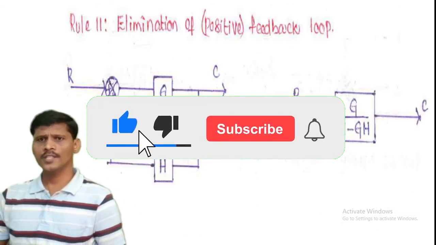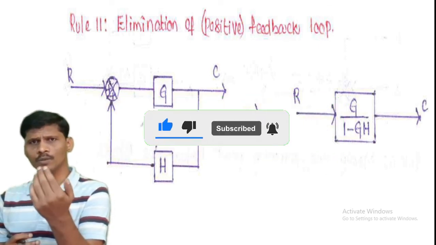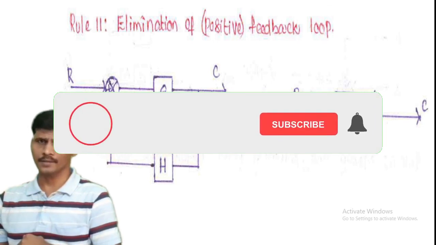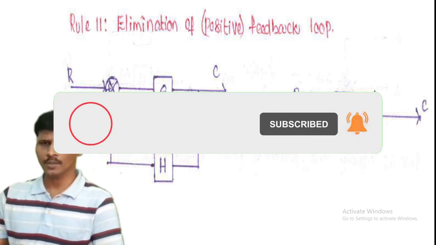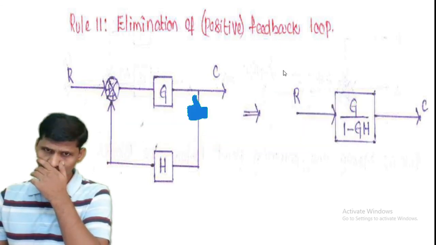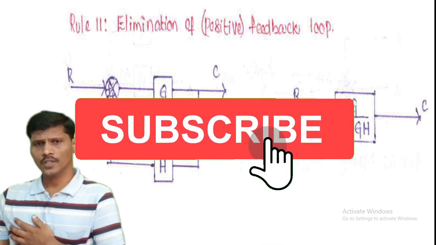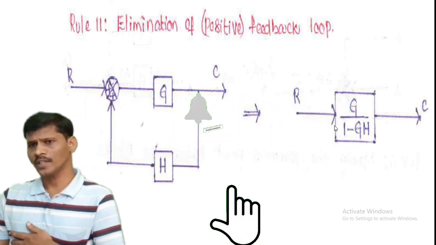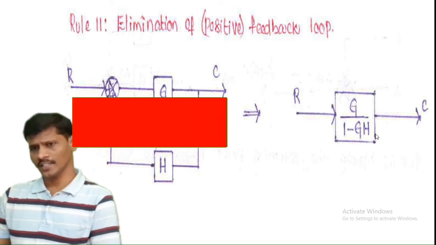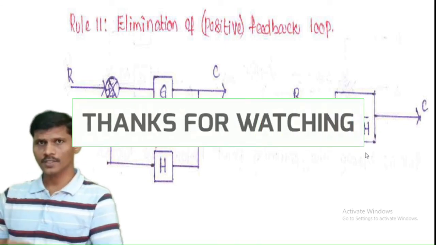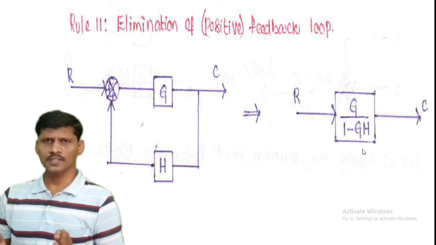Another rule is elimination of the positive feedback loop. The previous rule was elimination of the negative feedback with the negative sign. Now we have the positive feedback. So this is the positive feedback closed loop control system. Eliminating this positive feedback, we get the equivalent representation G by 1 minus GH. Therefore, the transfer function C of S by R of S is equal to G by 1 minus GH.